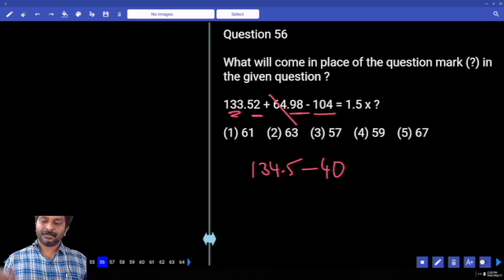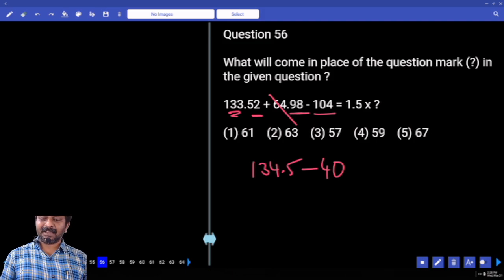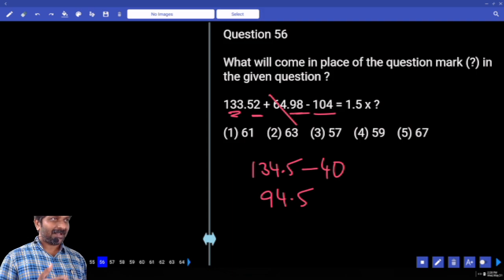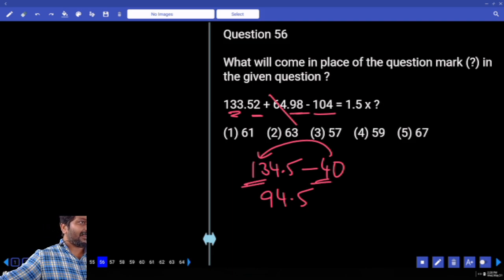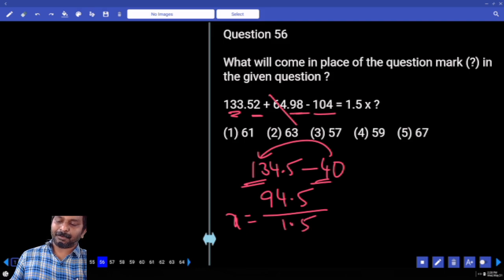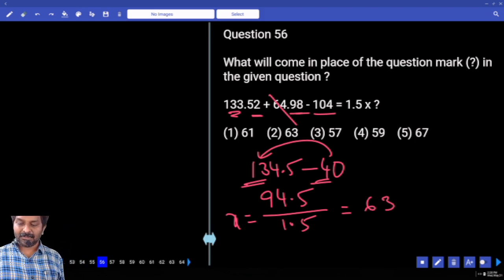134.5. Correct? Subtract 40. Subtract 40. Place value kada. 94.5. 34.5 తీసేసి తర్వాత మళ్ళీ 5.5 అక్కర్లేదు కదా. 4 can be directly subtracted from tens place onwards. 13 minus 4, 9. Remaining number as it is, which is equal to 1.5 times x. Then x value is equal to that divided by 1.5. In both numerator and denominator, we can treat numbers as 945 by 15. 6 times, 3 times.